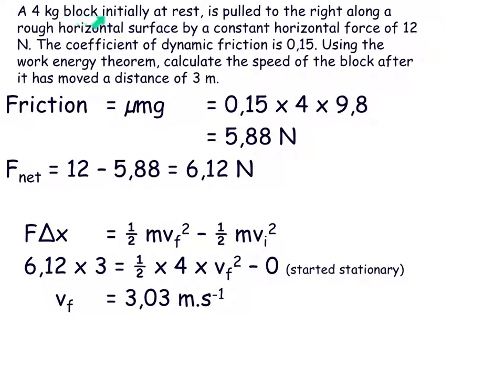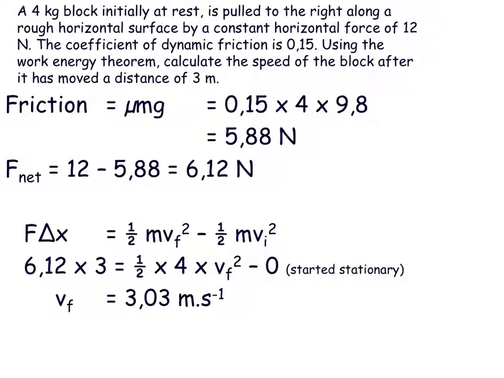So we've got a 4 kilogram block sitting at rest, and it's pulled to the right along a rough horizontal surface by a constant horizontal force of 12 newtons. The coefficient of dynamic friction, because it's moving, is 0,15. Using the work energy theorem, calculate, so in other words, you have no choice here. You have to use the work energy theorem, because actually there are lots of other ways of doing this.